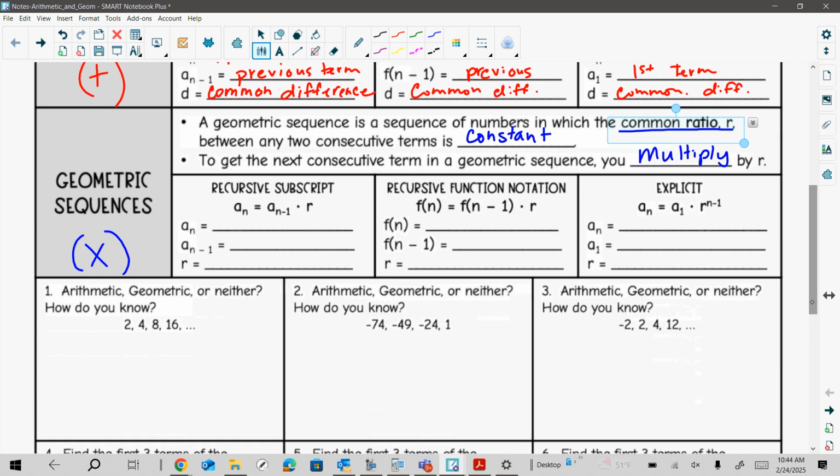All right, the parts are pretty much the same. The a sub n is still your nth term. N minus 1 is still the previous term. But now instead of D, we have an R, and that is your common ratio. That is the amount that you are multiplying by each time. We're not adding each time, we're multiplying each time.